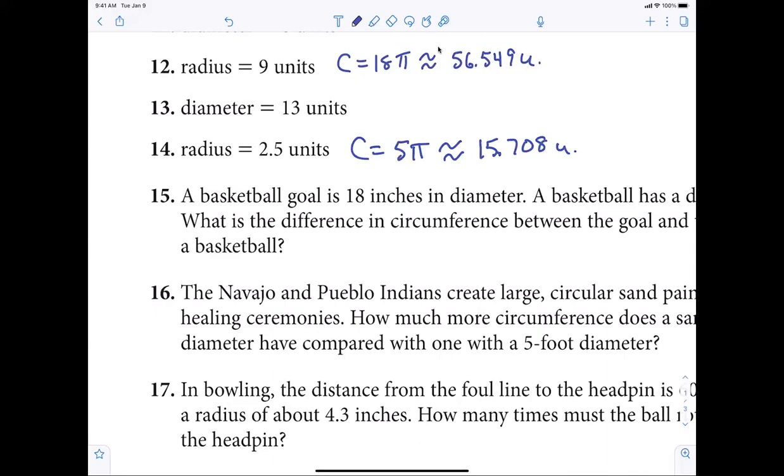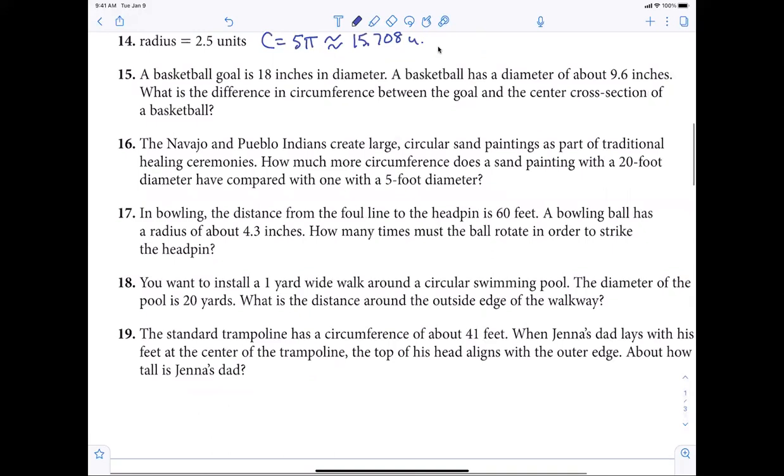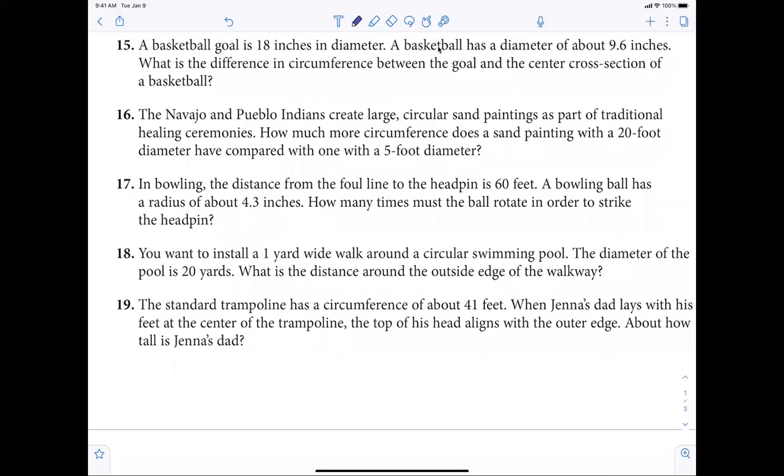Okay, you get to read. Go. 16. An oblong pueblo Indians create large circular sand paintings as part of traditional healing ceremonies. How much more circumference than a sand painting with 20 feet of people will function?